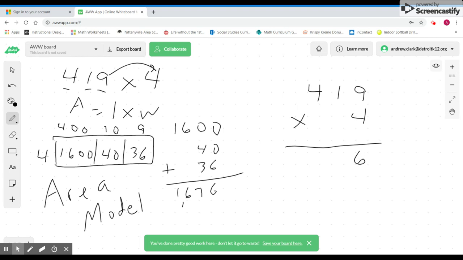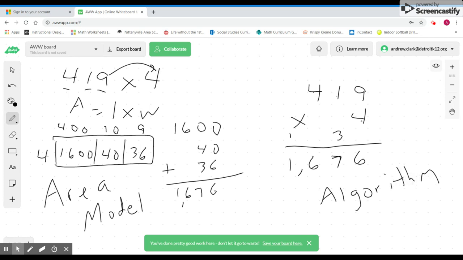6 ones. I bundle over 3 tens. We put that down here. Now I take the 10 multiplied by the 4 ones. That gives me 4 plus 3 gives me 7 tens. And then I take the 400s multiplied by the 4, and that gives me 1,676. So again, this is called the standard algorithm, and it's the traditional way that we learn how to multiply.